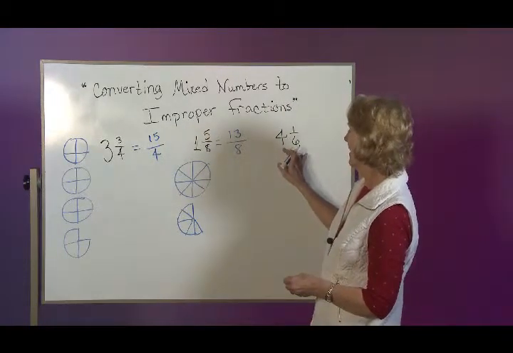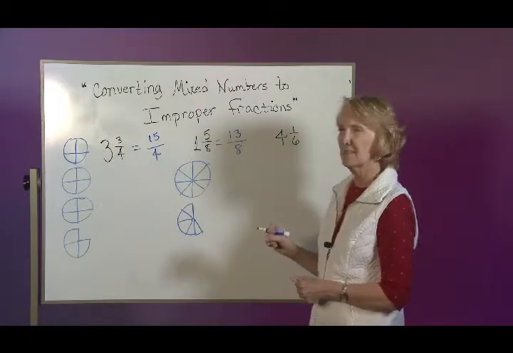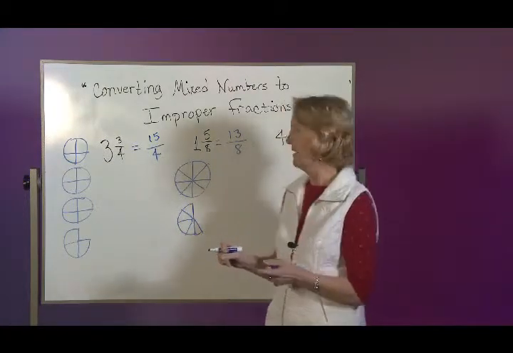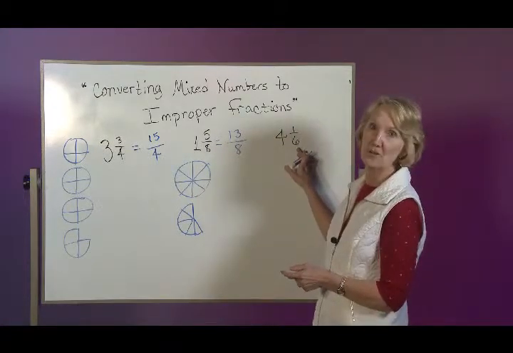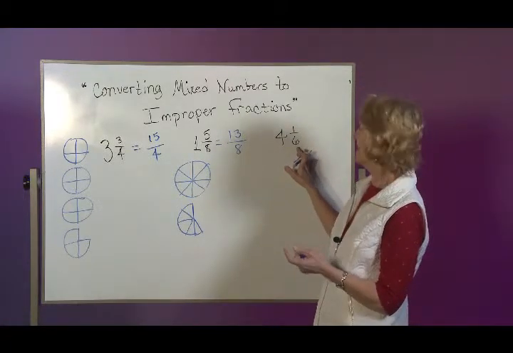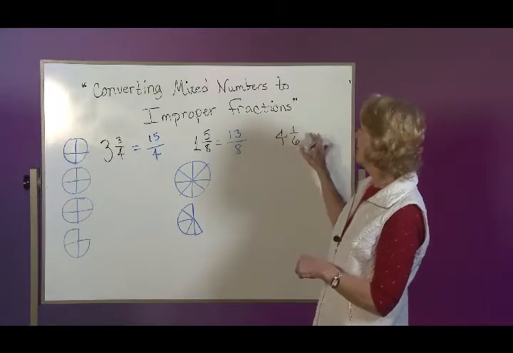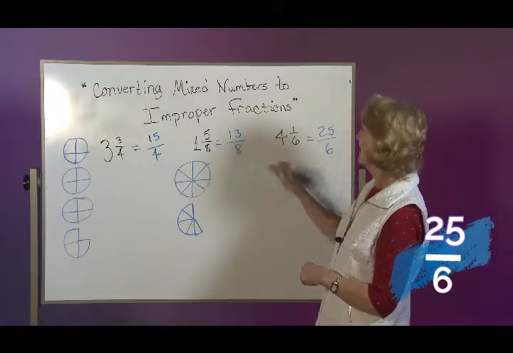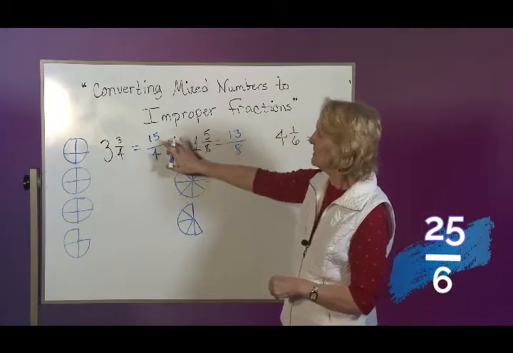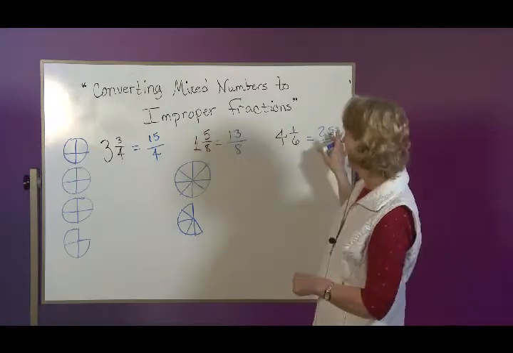This one, 4 1/6. Now let's not draw this one. Let's do the method. 4 pizzas cut into 6 parts each. That'd be 24 pieces. They're all 6, plus that one. So you get 25/6. Improper fractions means the numerator is bigger than the denominator.